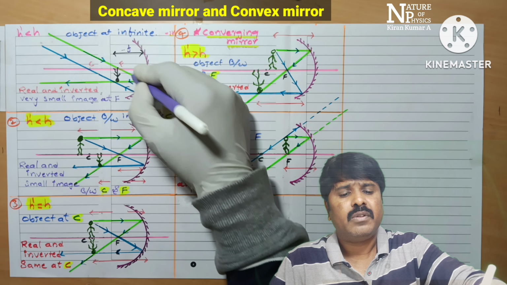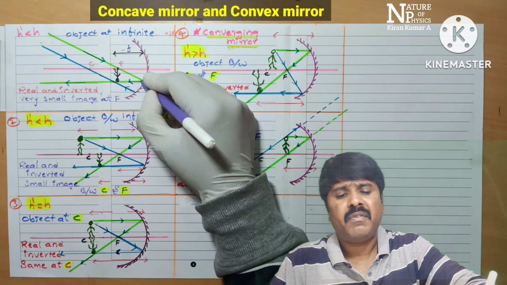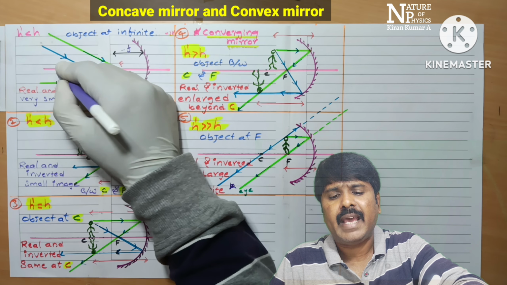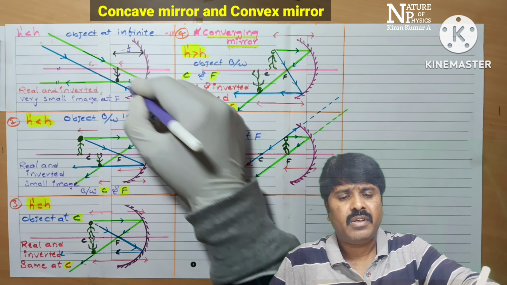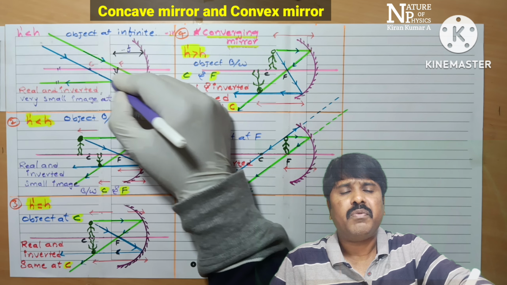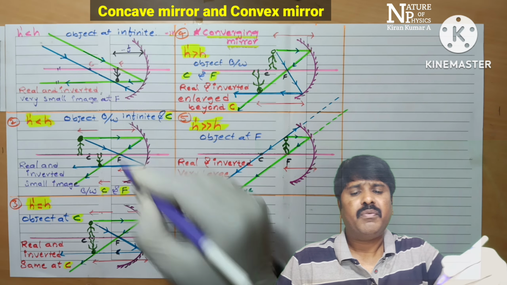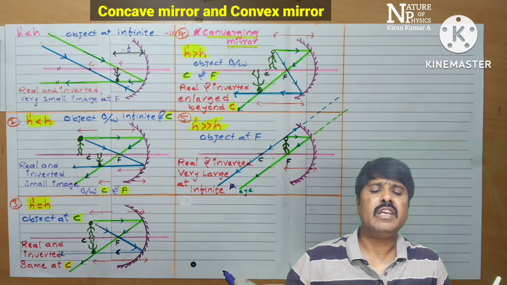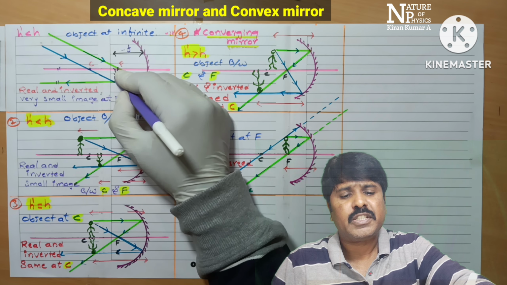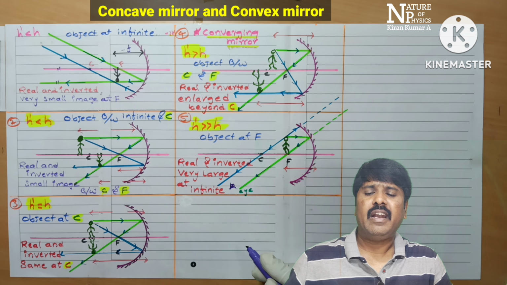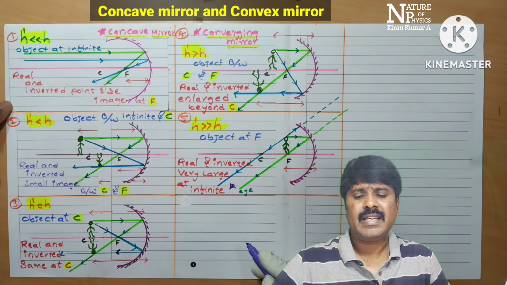See, the ray passing through the principal focus is, after reflection, parallel to the principal axis, student, and the ray passing through the center has no deviation. So we get a real and inverted, very small image at the principal focus. Next, we will discuss the second case, student.